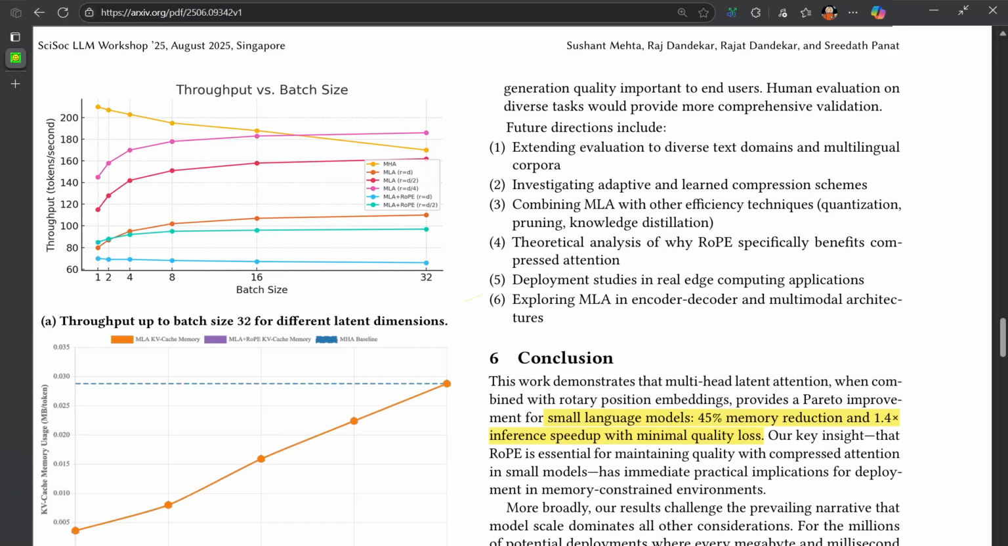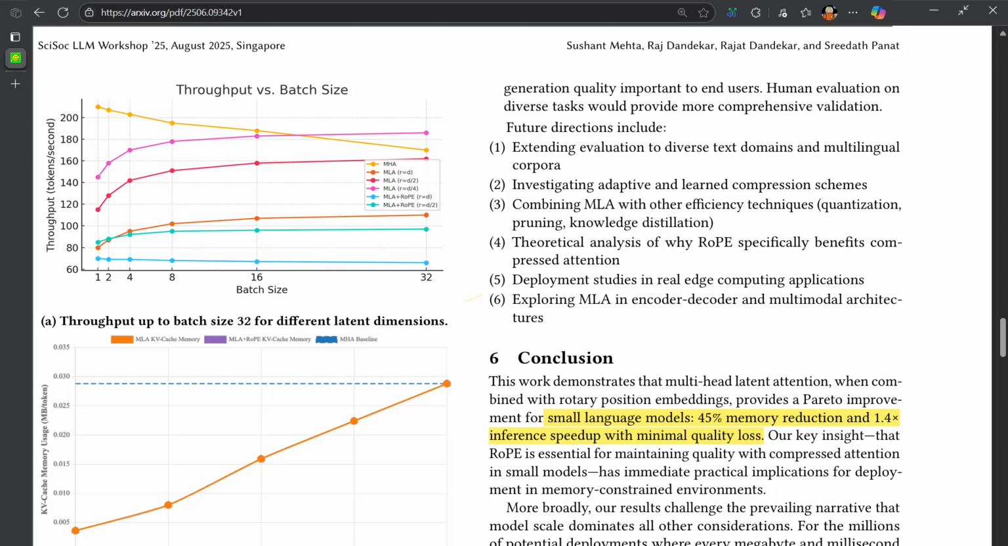Pareto improvement, meaning you gain on one front without losing much on another. Exactly. In this context, it means you achieve significant gains in efficiency, memory saving, speed, without incurring meaningful losses in the model's quality or performance. Getting more efficient without making the model noticeably dumber? That sounds ideal. It really is.